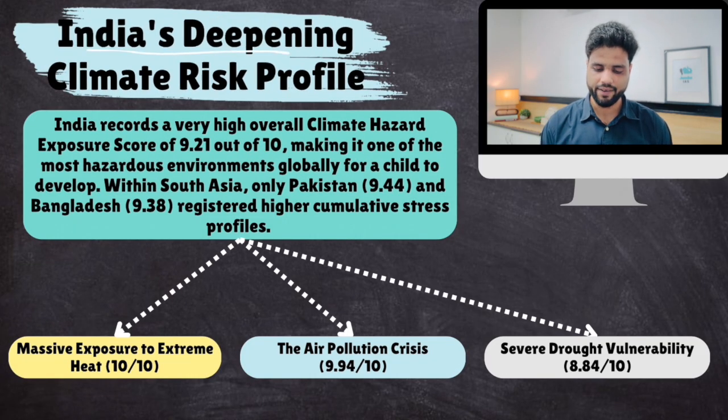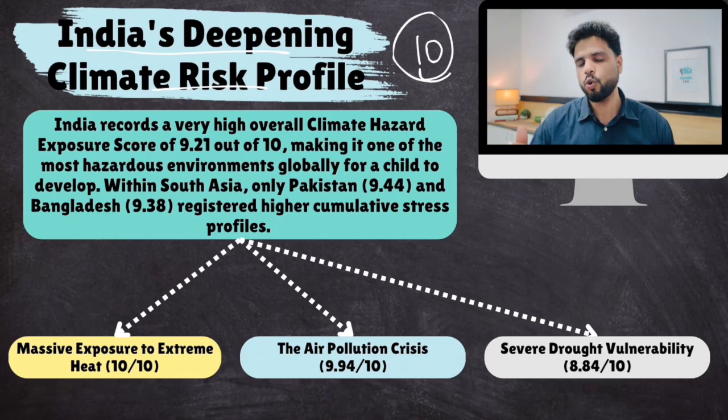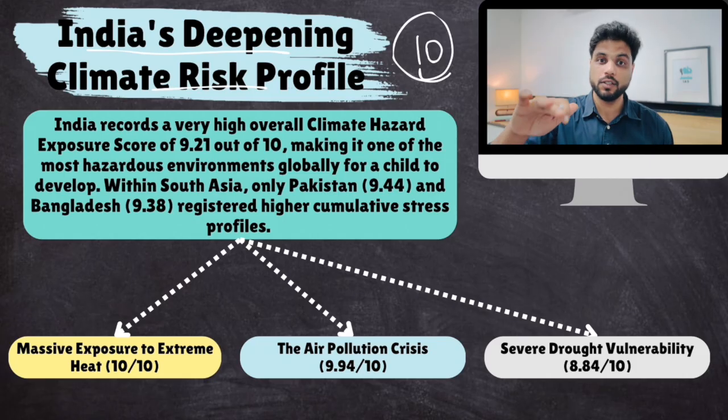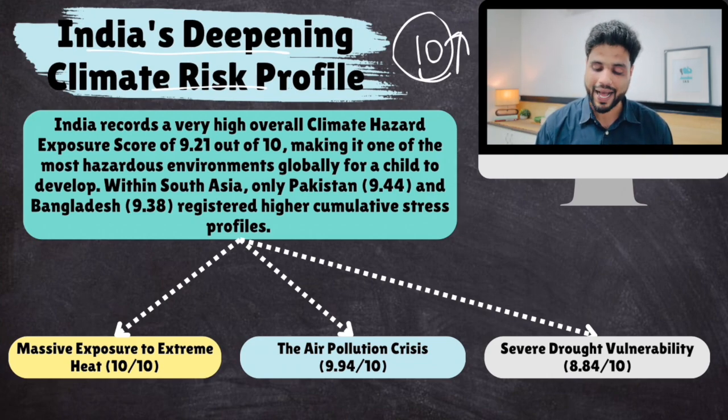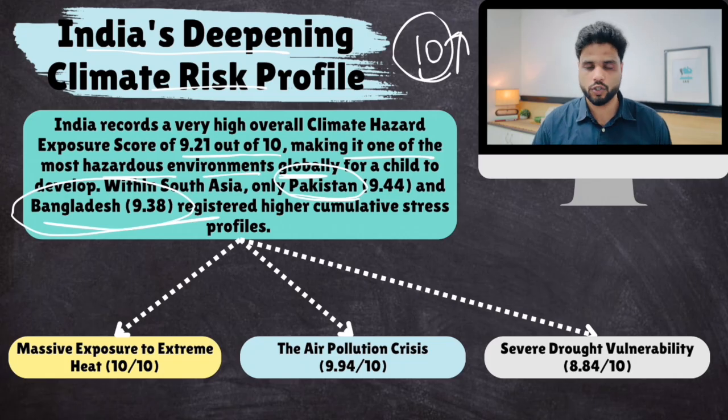So India is not doing very well. Remember, I told you they give you a score out of 10, and the higher your score, the worse is the situation for children in your country. Your country's children are more vulnerable to climate change if your country scores higher in this index. Now, India's score was 9.21, making it one of the most hazardous environments globally. Even in South Asia, only Pakistan and Bangladesh have worse, higher scores. So South Asian countries like Nepal and Sri Lanka are doing better than us.